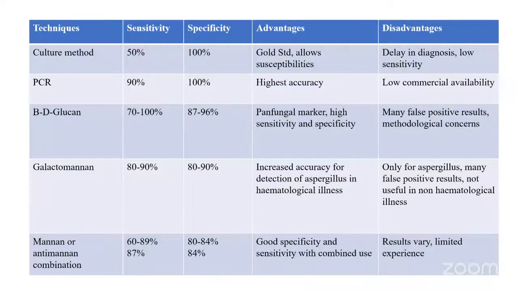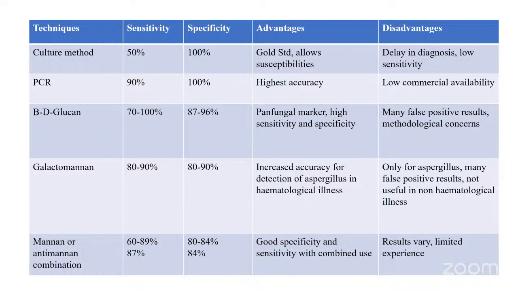Then techniques: culture method sensitivity is 50%, but specificity is 100%. It is the gold standard, and delay in the diagnosis and low sensitivity are disadvantages. PCR is 90% sensitivity, 100% specificity. It is highly accurate, but not commercially available. Beta-D-glucan sensitivity is 70 to 80%, specificity 87 to 96%. It is a pan-fungal marker with high sensitivity and specificity. Many false positives are found in beta-D-glucan levels.